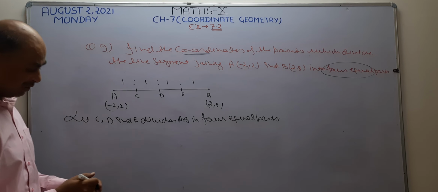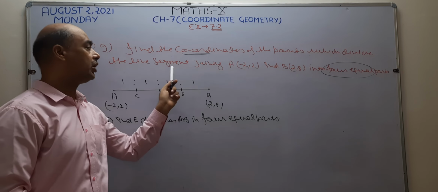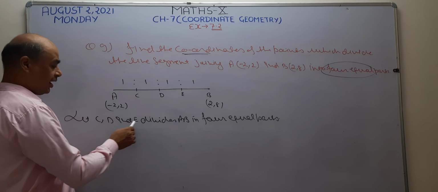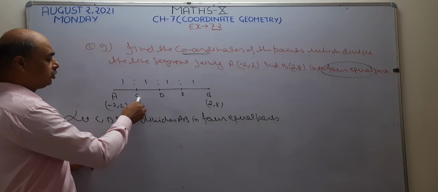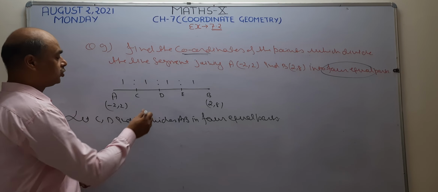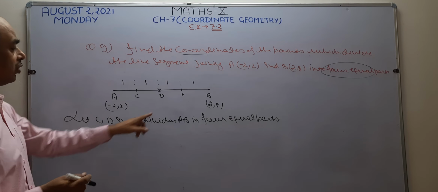Now, what is the question? We are going to find the coordinates of those points which divide this line segment into 4 parts. So, the points are C, D and E. It means we are going to find the coordinates of C, D and E. This is your question. I am going to start this question by finding the coordinates of D first.